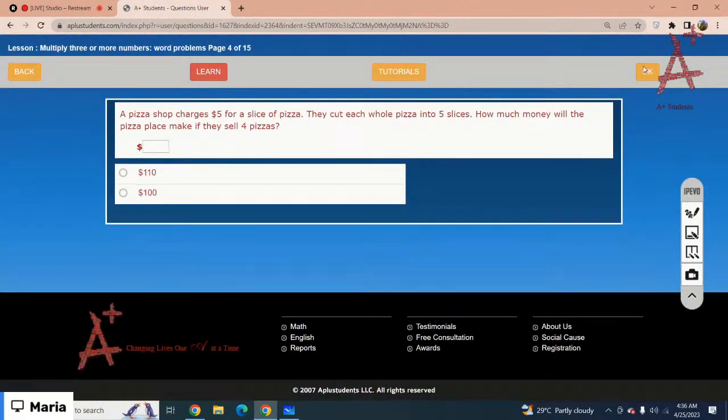Okay, the next one is, a pizza shop charges $5 for a slice of pizza. They cut each whole pizza into 5 slices. How much money will the pizza place make if they sell 4 pizzas? So they sell each piece for $5, they cut the pizza into 5 pieces, and the total pizzas are 4. You need to count how many pieces the pizza shop sells. Got it? So you need to do 5 times 5 times 4.